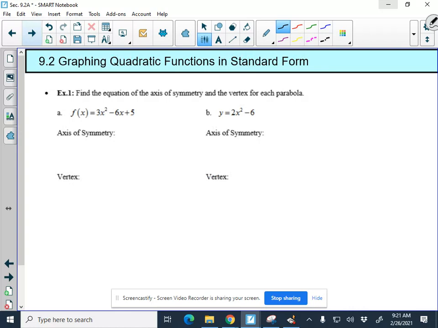We're just going to jump in and look at this. The first thing in example 1 is to identify A, B, and C. And then we're going to find the axis of symmetry and the vertex. So A is 3. What's B? Be specific. Negative 6. Good job. C is 5. So the first thing to do these problems is to be able to identify A, B, and C.